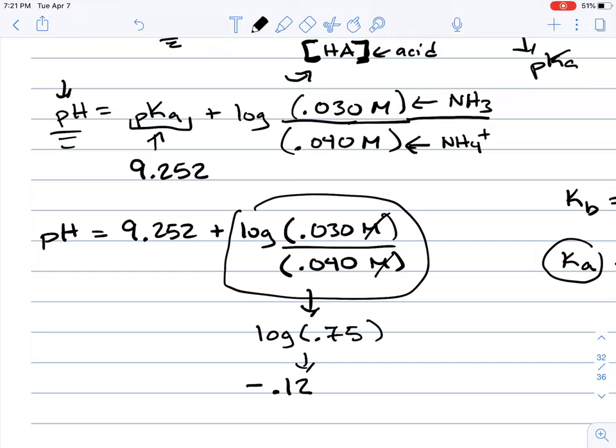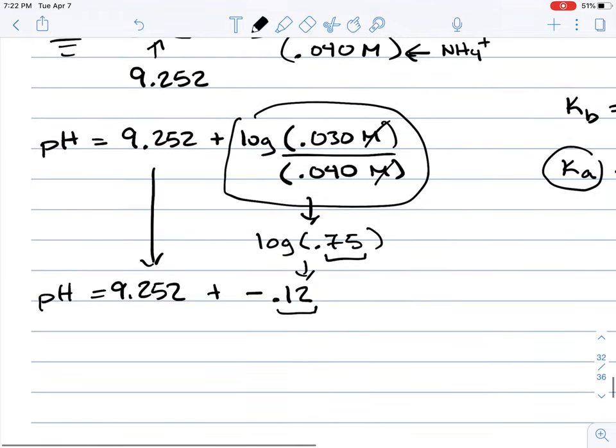Okay. So notice how it's just two sig figs, two places after the decimal, because there's two sig figs here. So this is plus 9.252. So I'm just going to carry this down. And so if I add those two values, my predicted pH is going to be 9.127.